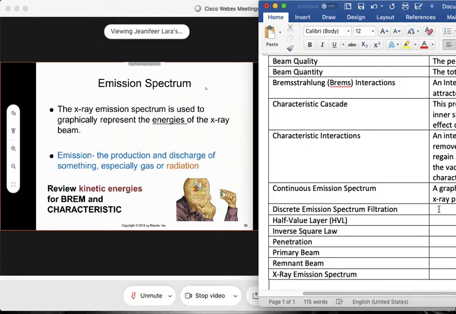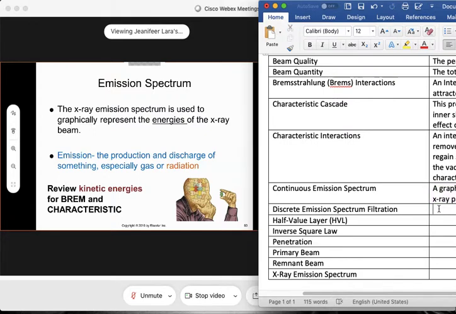Okay, emission spectrum. So this is another area where we're measuring quantity and quality, to be more specific. We're measuring not only quality, like the half-value layer, because the half-value layer is an absorbing substance to reduce the energy level of the primary beam to one half of what it originally was. The emission spectrum is basically graphs. They're depicting the energy levels, the quality and the quantity of the beam in a graph form.